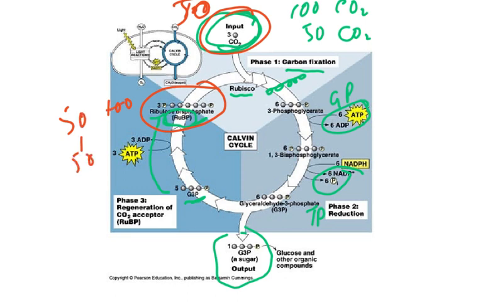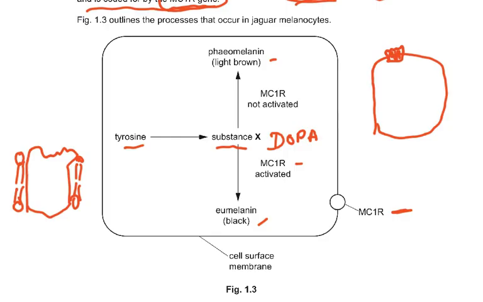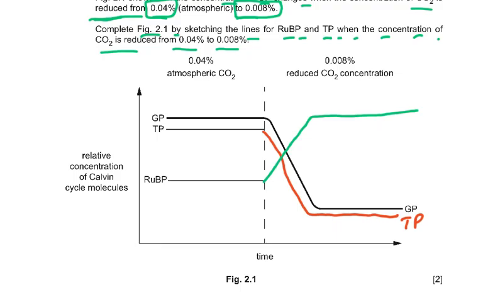So that is why the RuBP line is going to increase. So this is what I've done. The RuBP line is going to increase and then plateau out. Only the 0.008% will be combining with the RuBP to form the 6-carbon intermediate.